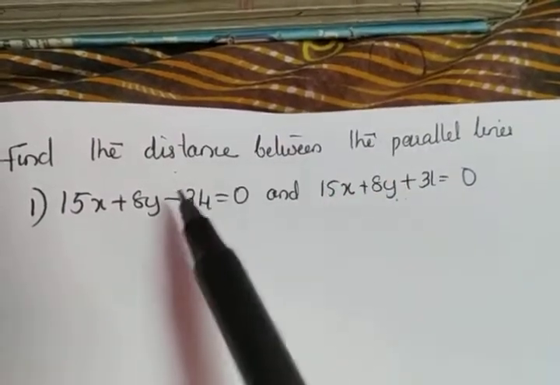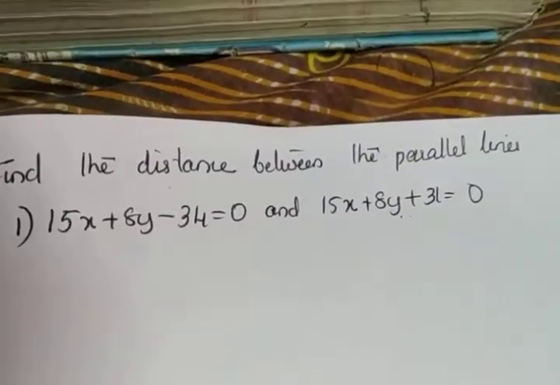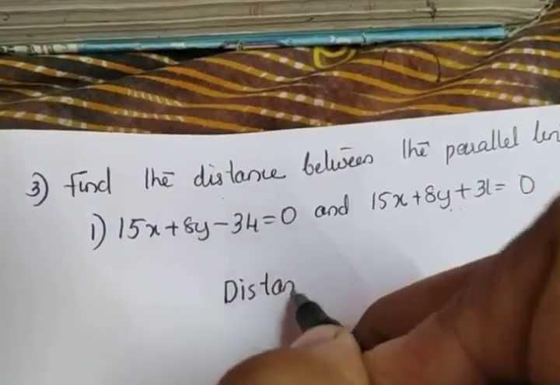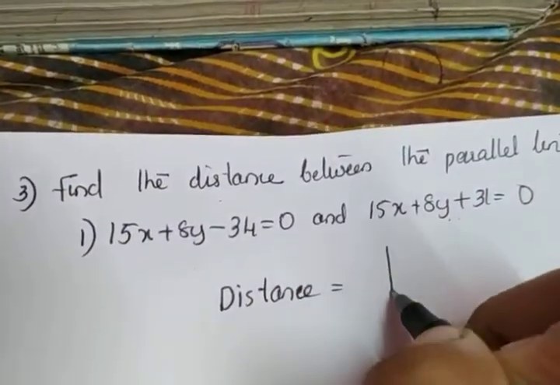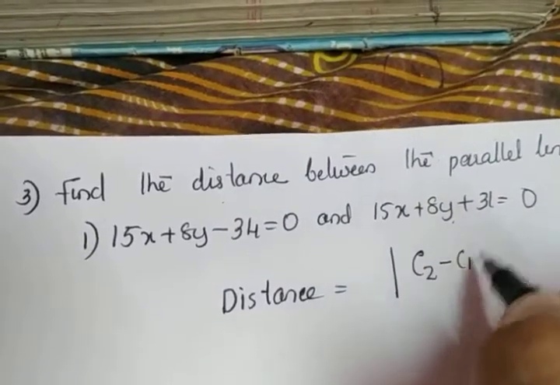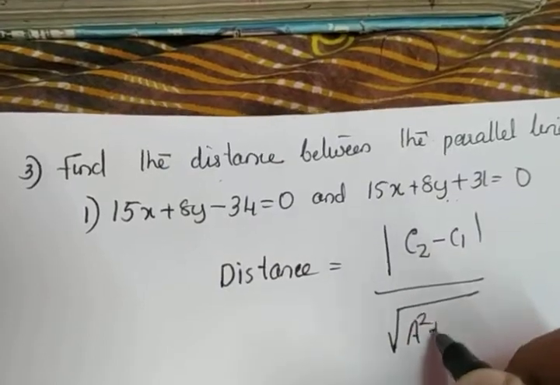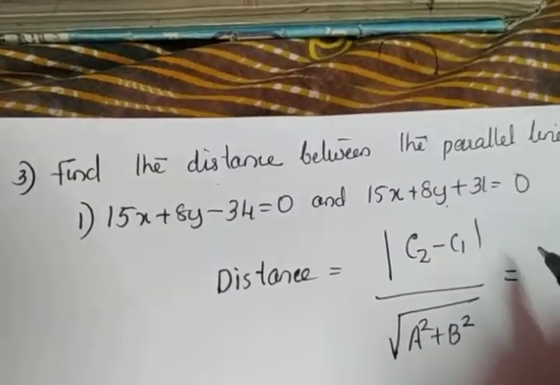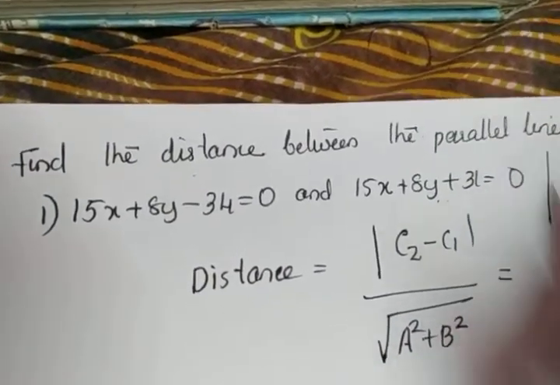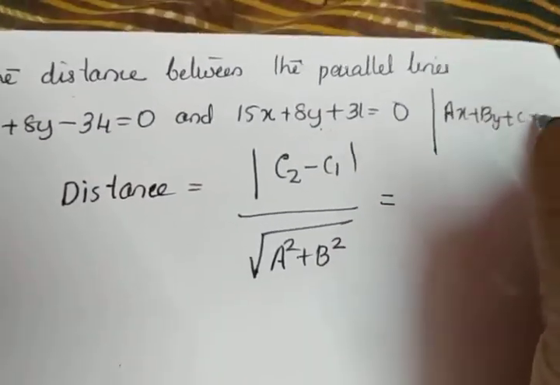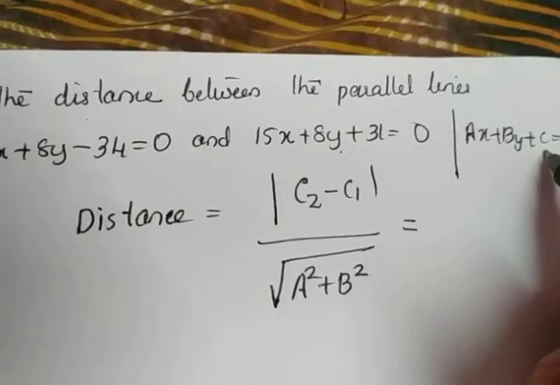It is already given, and we have to find the distance between the parallel lines. Here also we have a formula. Distance is given by the modulus of C2 minus C1 divided by the root of a square plus b square. What is C2 and C1? What's the general format of the equation of a line? ax + by + c = 0, so c is the constant.